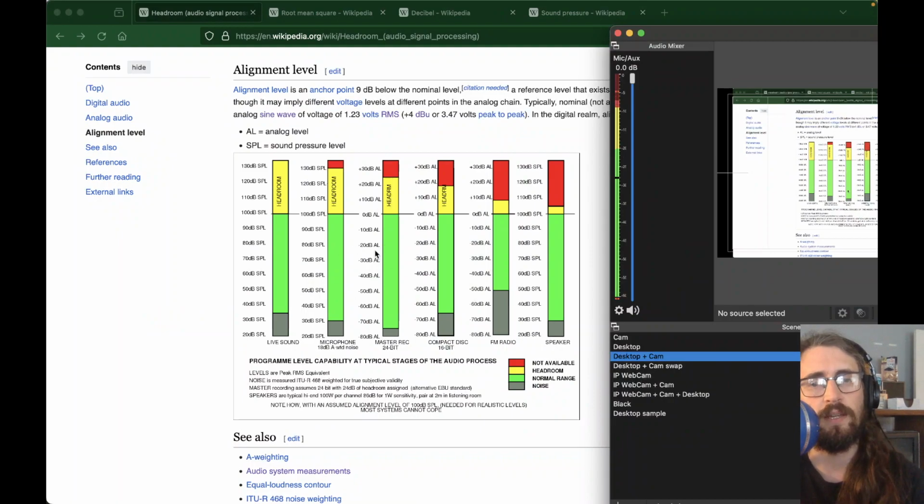Just going on to this next section here, if you are working in the 24-bit digital audio world, what they completely skip over here is the conversion from your microphone to your digital audio, but that's the audio engineer's job, I guess. And this is where they start using the alignment level.